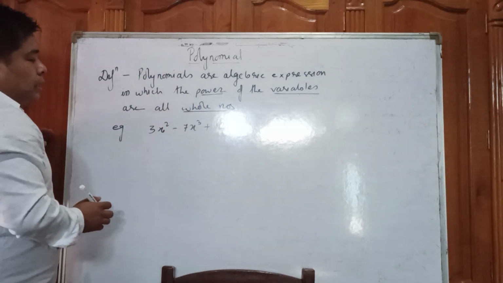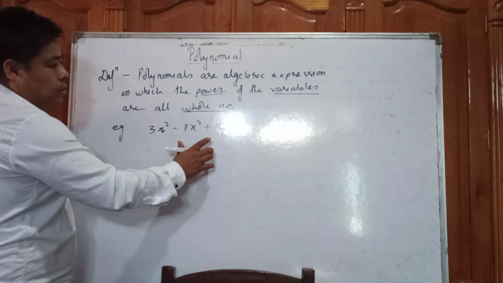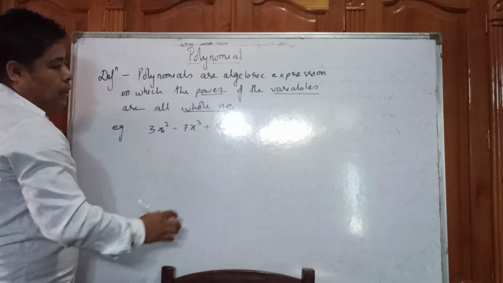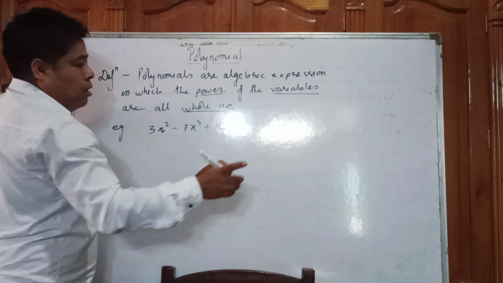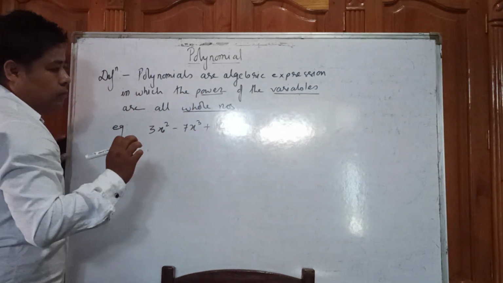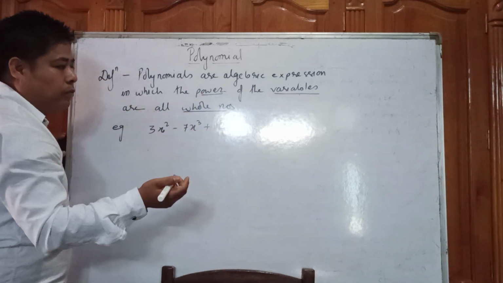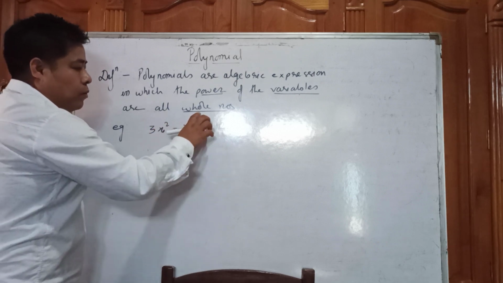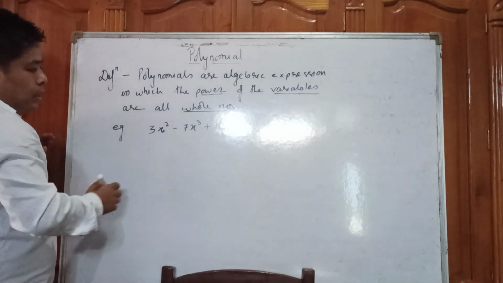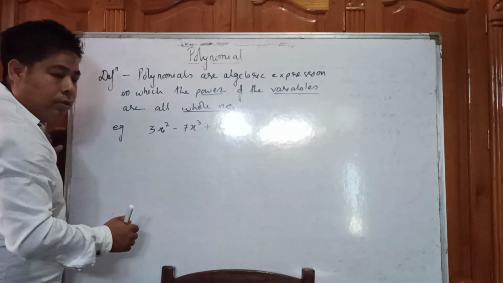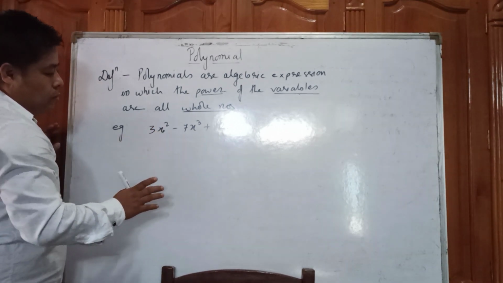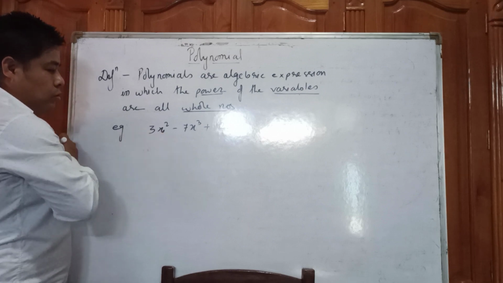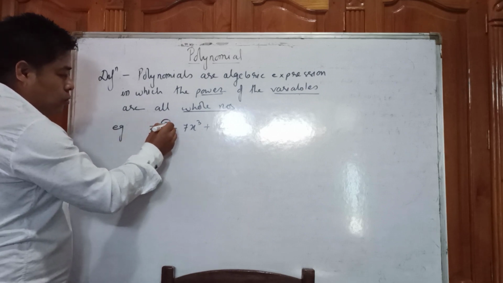It says that an algebraic expression will be called a polynomial if the power, remember, power of what? Power of the variables. And what are we going to find on the power of the variables? We are going to find whether they are all whole numbers or not. Let's check. Here, in this algebraic expression, we have three terms. In the first term, there is a variable, x. Its power is 2.